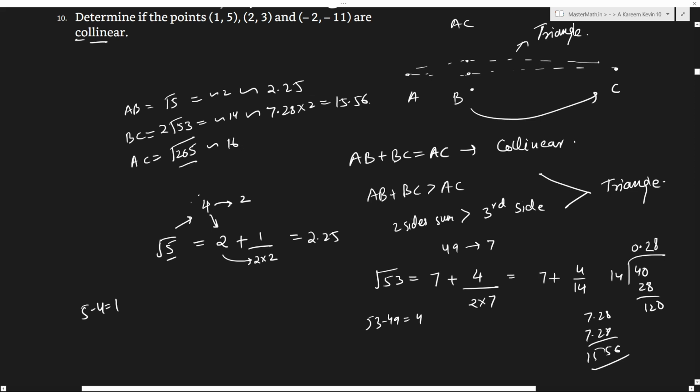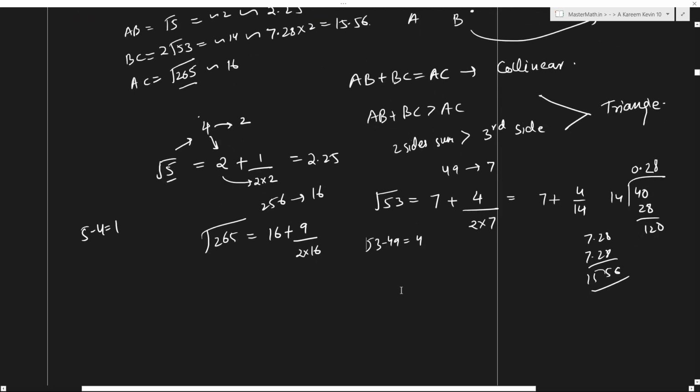And for 265, 256 is the perfect square closest to this number, and that would yield us 16, plus the gap, which is 9, divided by 2 times 16, so 32. So 9 by 32 is about 0.28, so again, I think it would be 16.28.